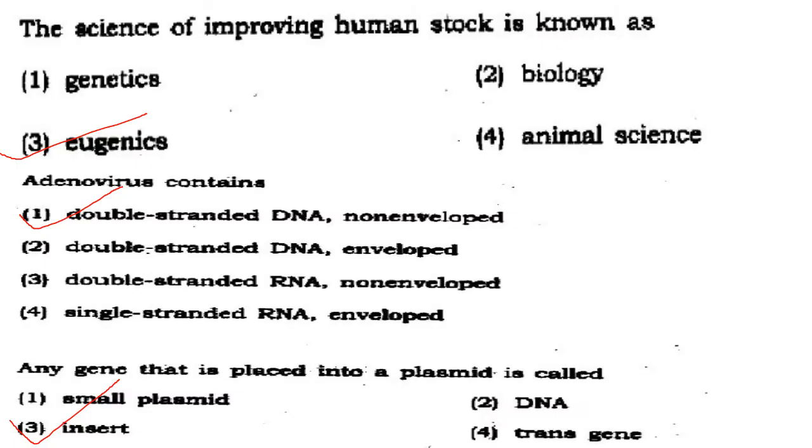Next one. The science of improving human stock is known as option 1 genetics, option 2 biology, option 3 eugenics, option 4 animal science. Answer is option 3, eugenics.